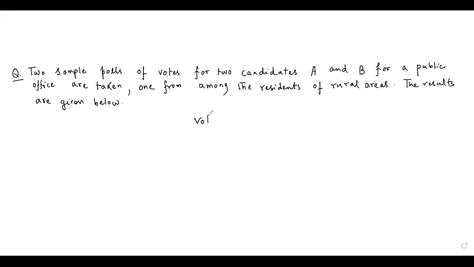This is the chart we have. Votes for area. There are two types of area, rural and urban. Votes for candidate A and candidate B. Number of persons in rural area voting for A is 620. This is 380. This is 550. This is 450. Okay, so this is the observation.